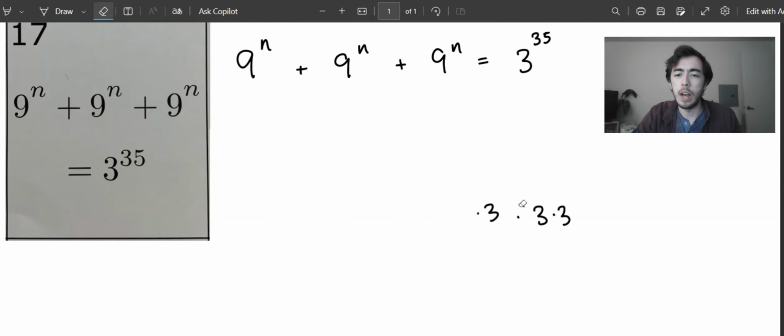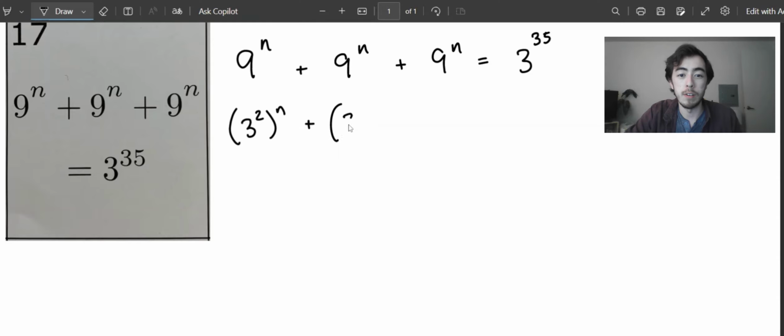And I can even show that through some algebra steps too. So I'm going to claim that, well, it's not that hard of a claim to prove, but 9 is the same thing as 3 squared. And that's all I'm changing here for now. I'm just saying that, yep, 9 is the same as 3 squared. That's fairly straightforward.